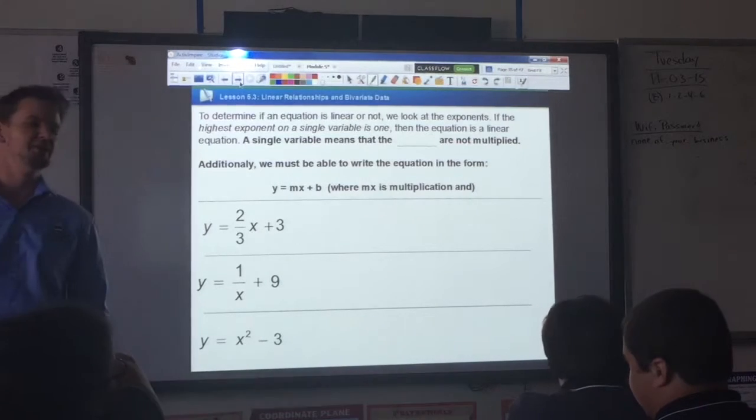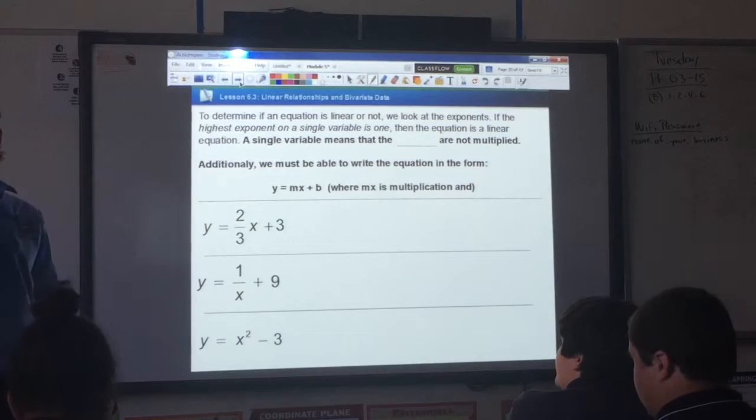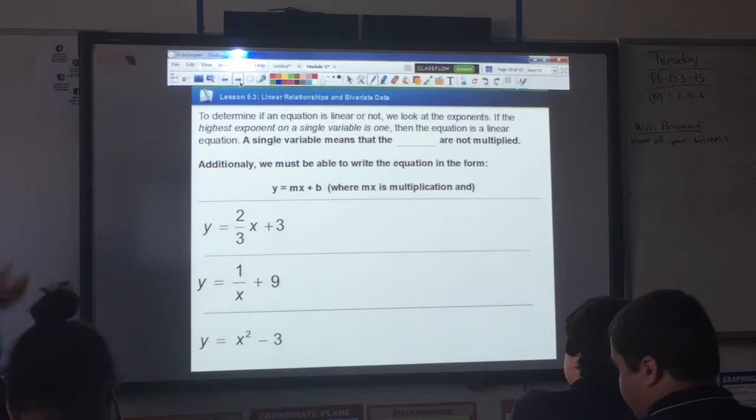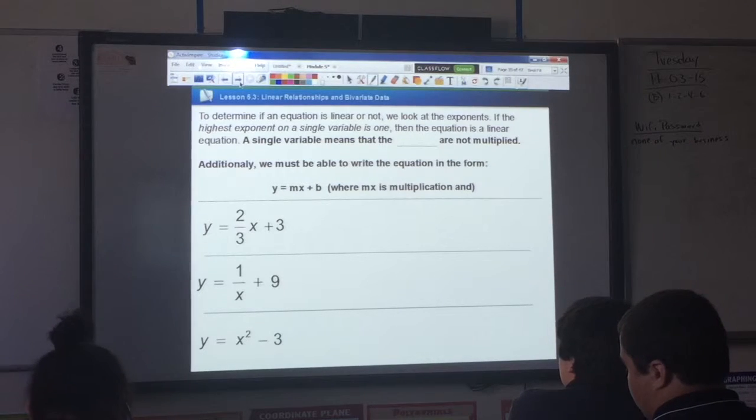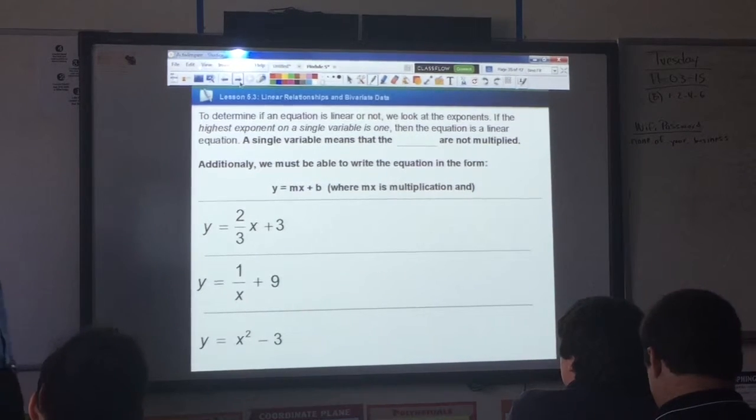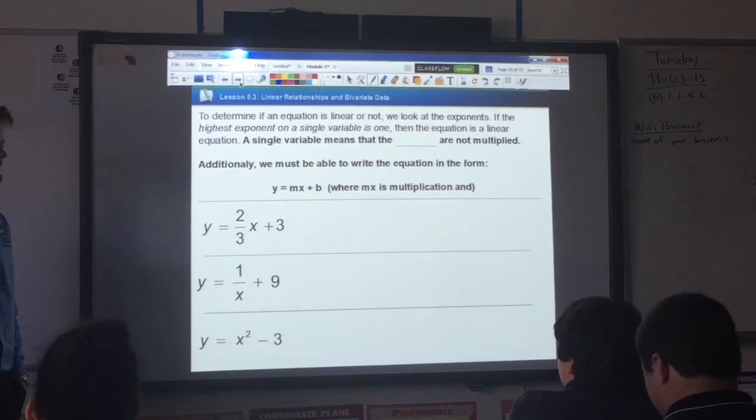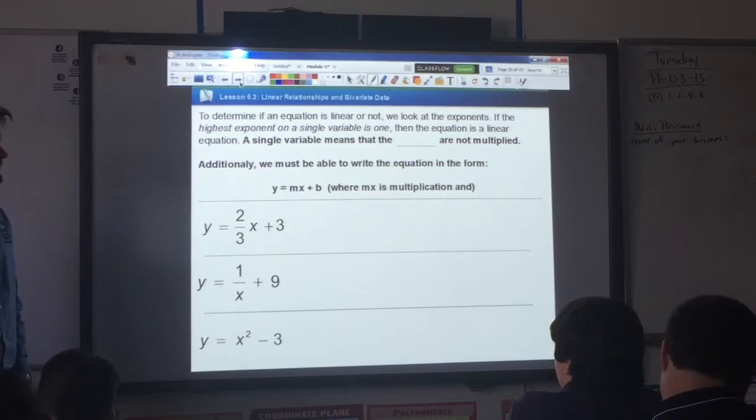Now, we figured out how to determine whether or not something was linear from a table, but what about if we had an equation? Now, this is something that's not in your book, but I decided to add it in just to make sure that you see every aspect from a graph, from a table, and from an equation.